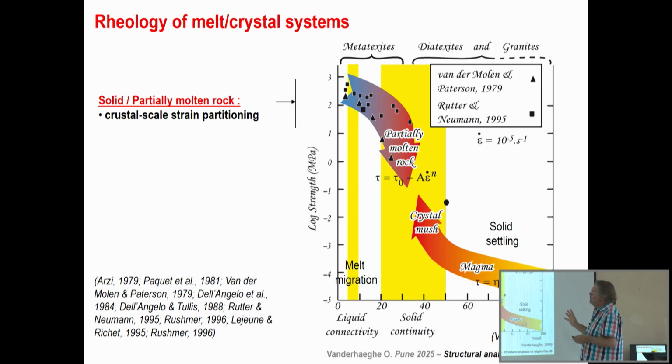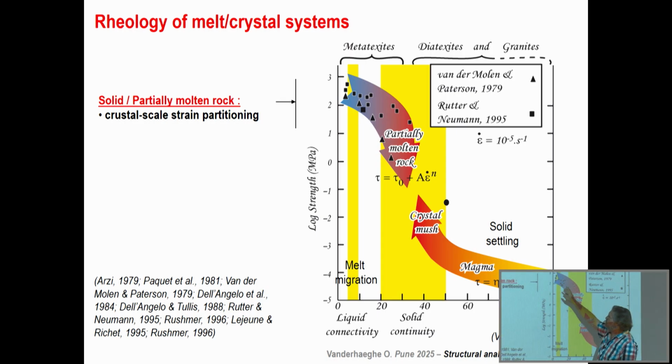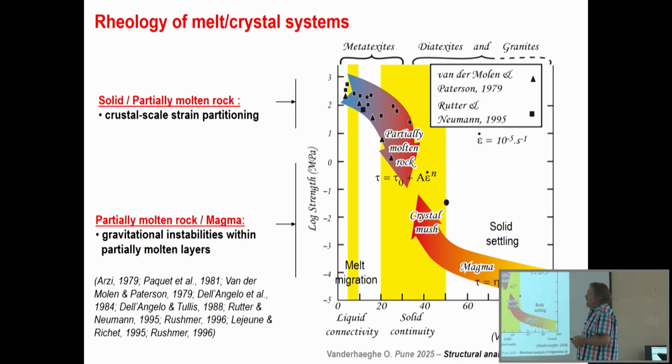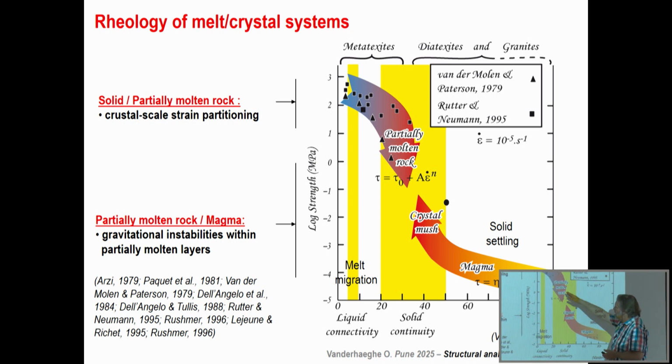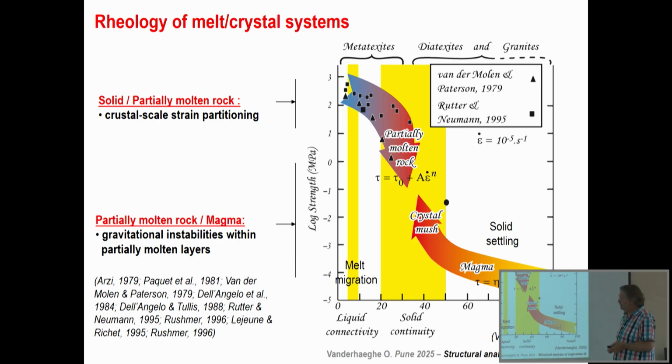And this is represented in the next few slides in different scales, but here we can see that there are 2 thresholds. The first one is a decrease in viscosity at the solid to partially molten transition, and that probably leads to crustal scale strain partitioning, localization of deformation into weak zones. And within partially molten rocks, at the contact with magmas, there is another loss of strength that might be controlling gravitational instabilities within partially molten layers. And we come back to that later.